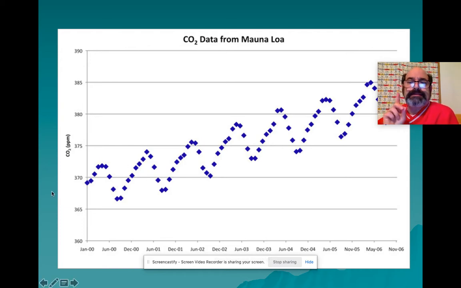Once again, look at the data. Look where the peak is. The peak is at spring, which is not what we would think. We would think that the plants would grow more in the spring, not in the fall.